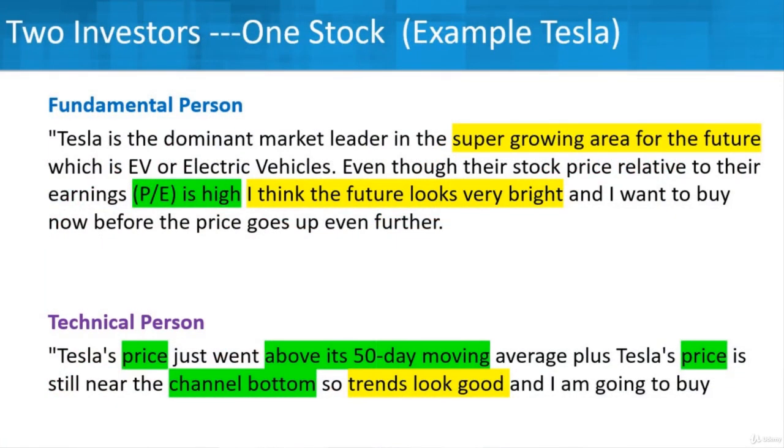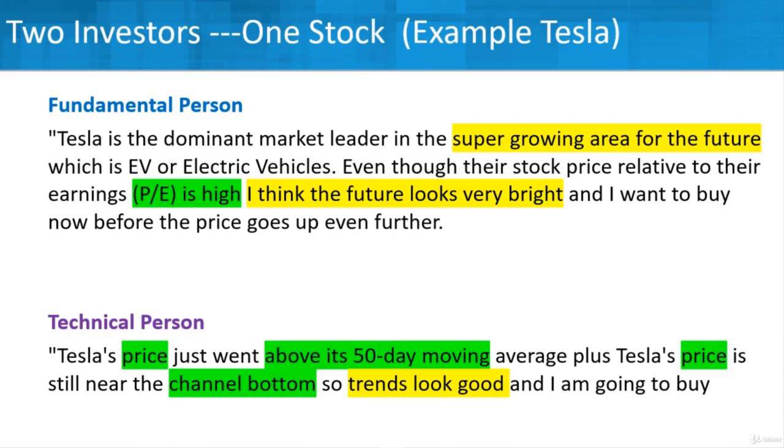If you break that down a little bit, you can see some of the words popping out. Let's look at this here, where the fundamental person is looking at growth, a super growing area. They're going to use a ratio, and more feelings, like I think the future looks bright. A technical person's not about feelings. They're about math and charts and market sentiment, those things.